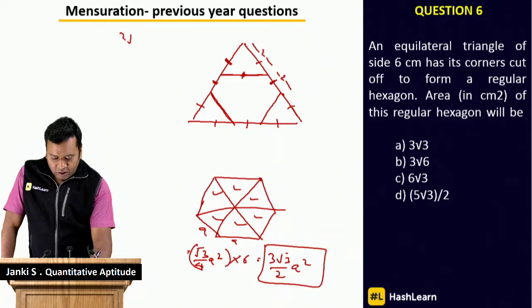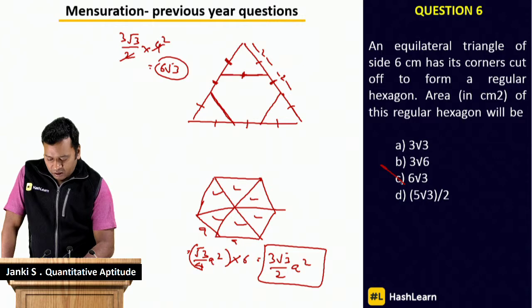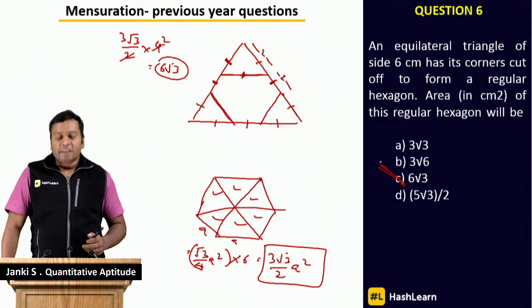It's about 3 root 3 by 2 into a square, which is 4 now. That's nothing but 6 root 3. My area is nothing but 6 root 3 here, right?